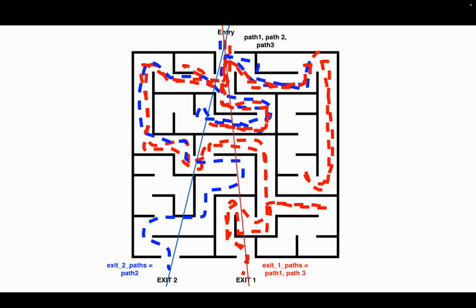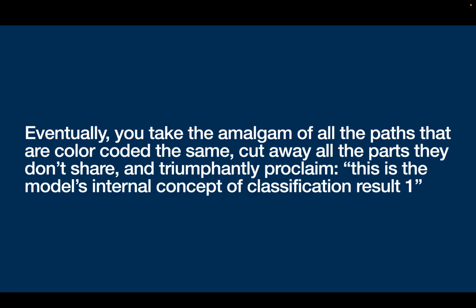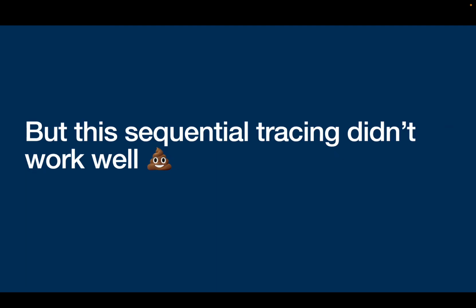And then you find the sort of linear separation, the average that all of these paths through the model share. So eventually you take an amalgam, cut away the parts that they don't share, and then you say, yes, this is the model's concept of exit 1 or exit 2. This is the neurons that are most active during this process.